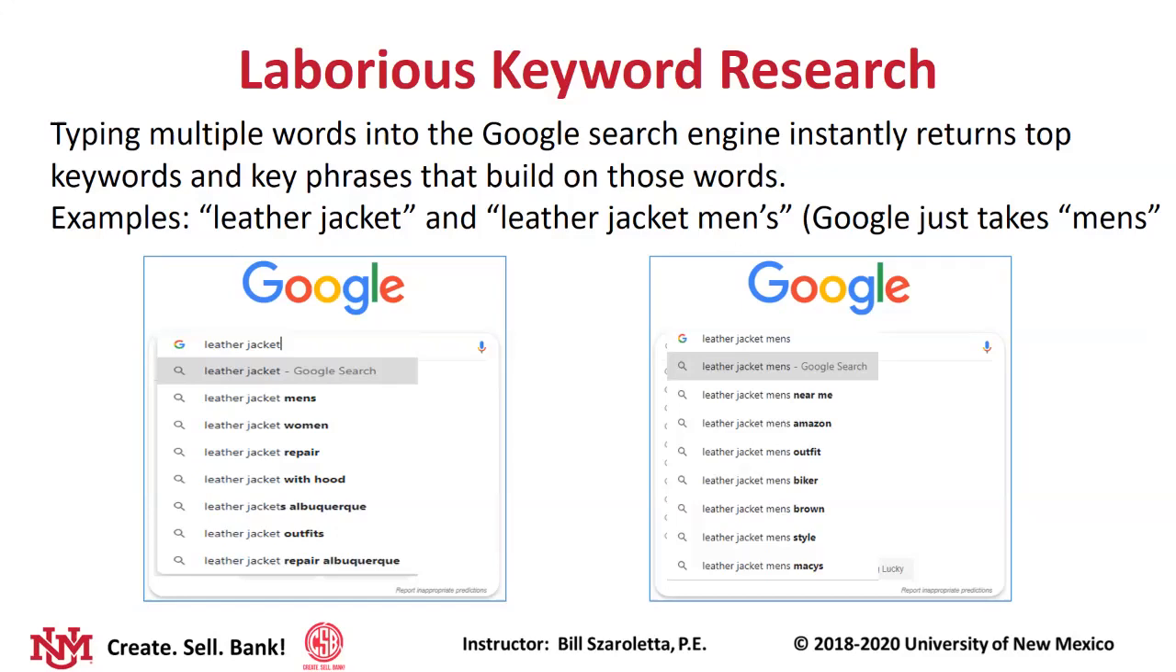But then it had leather jacket men's near me, leather jacket men's Amazon, leather jacket men's outfit, leather jacket men's biker, leather jacket men's brown, leather jacket men's style, leather jacket men's Macy's. And where that's really important is now you're starting to get from leather and leather jacket down into the sub niche of leather jacket men's, and below that you can have even further sub niching to go on and build your web page accordingly.